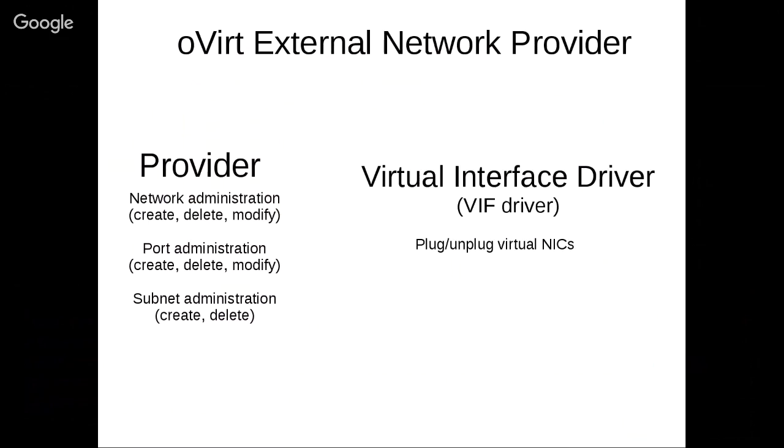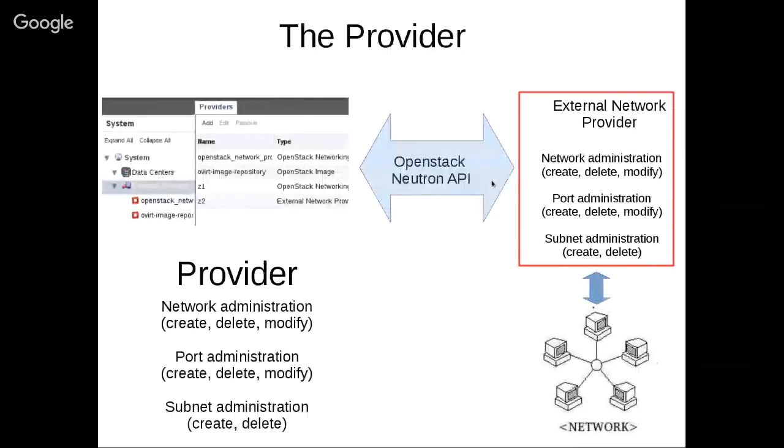The implementation of an external network provider consists of two parts. One is the provider to which the oVirt engine connects and interacts. The other is the virtual interface driver, VIV driver in short, which takes care of plugging and unplugging virtual NICs on VDSM hosts. Let's talk about the provider first.